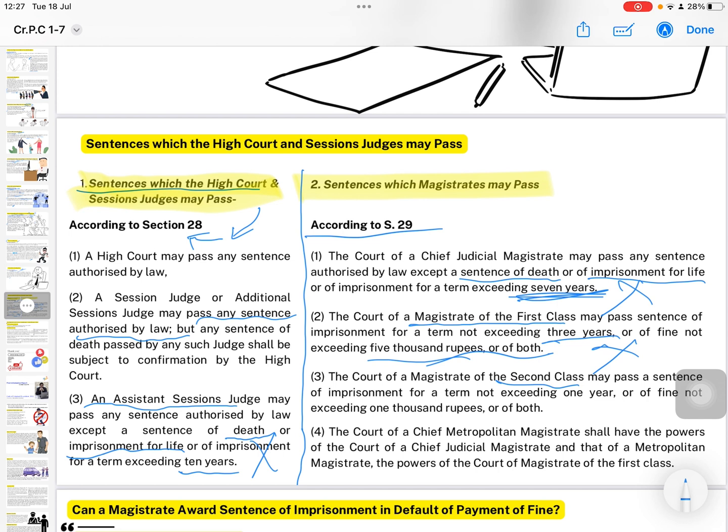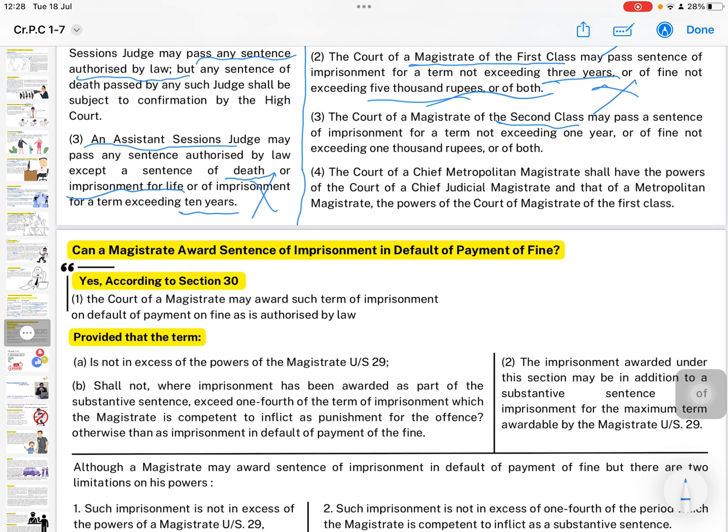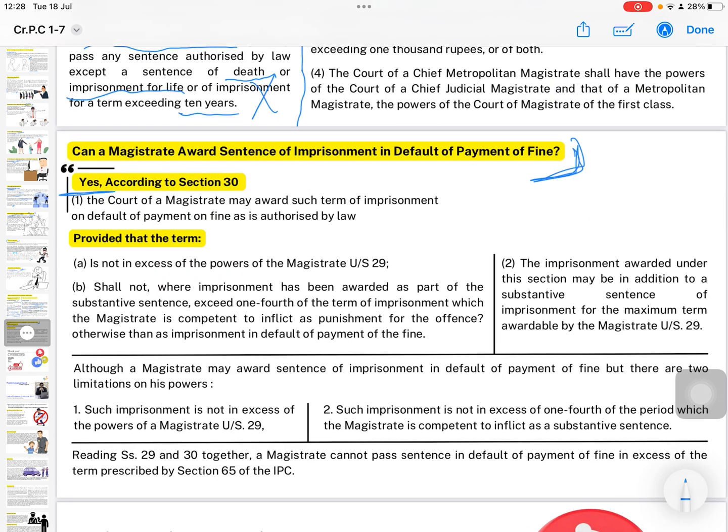The court of a chief metropolitan magistrate shall have the powers of the court of a chief judicial magistrate and that of a metropolitan magistrate, the powers of the court of magistrate of the first class. चारों ही चीज़ें इसमें भिन्न भिन्न प्रकार से सम्मिलित हैं. Can a magistrate award a sentence of imprisonment in default of payment of fine? महत्वपूर्ण क्वेश्चन। इसका जवाब है यस.